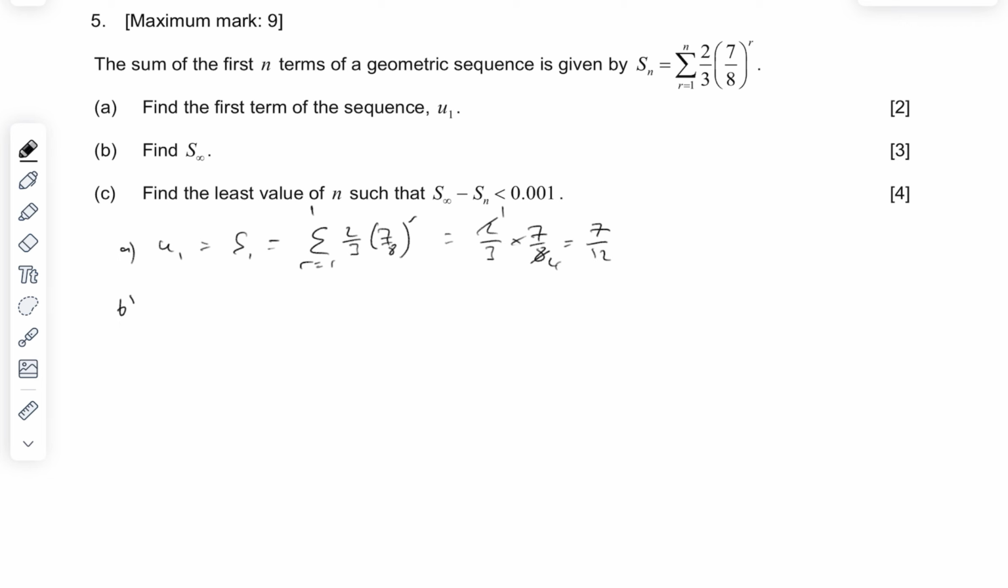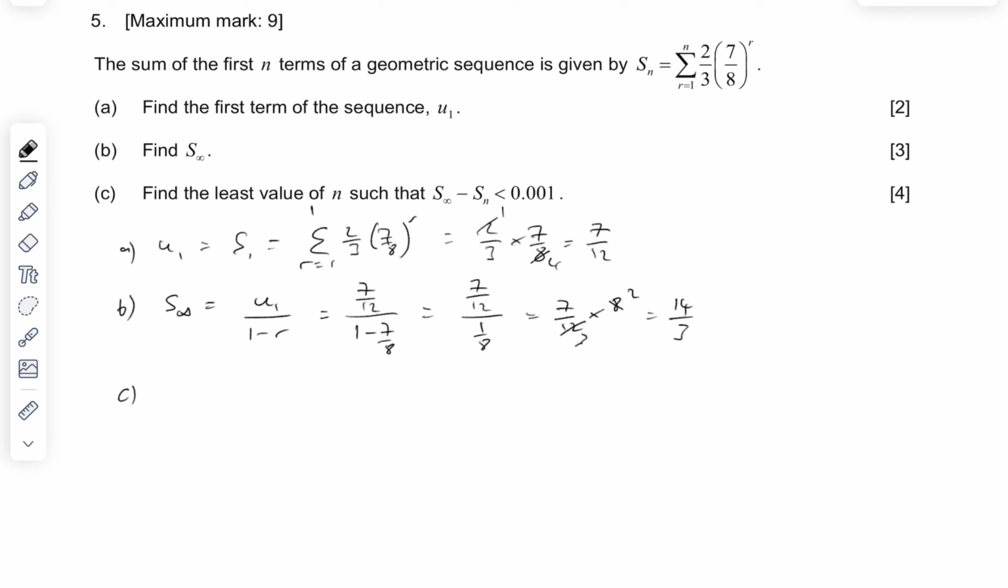Part A is done. Part B, find the sum to infinity, which is u1 over 1 subtract r. So we know u1 is 7/12 because we found it, and we're multiplying each time by 7/8. 1 subtract 7/8 is 1/8, so 7/12 divided by 1/8, which is 7 over 12 times 8, which is 14 over 3. And that's the sum to infinity found.